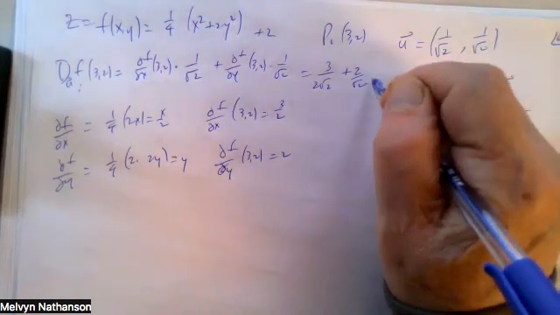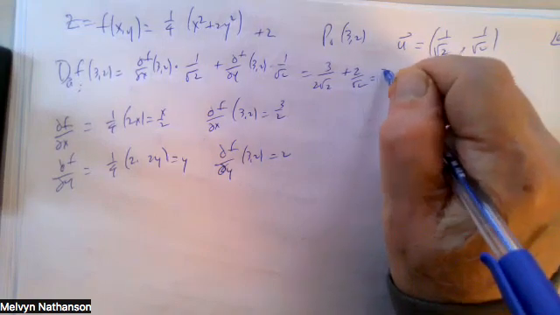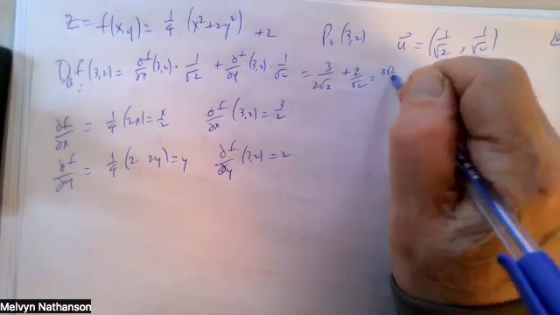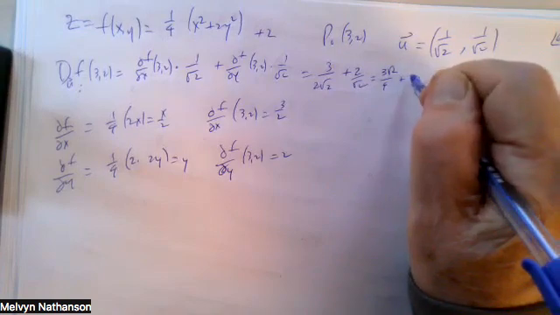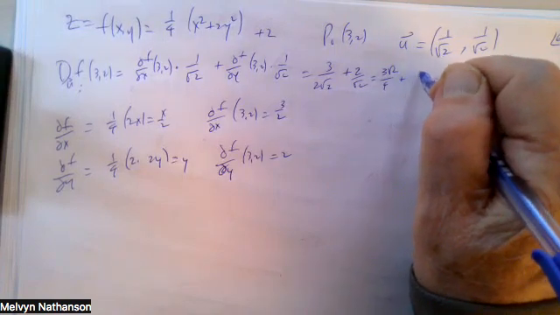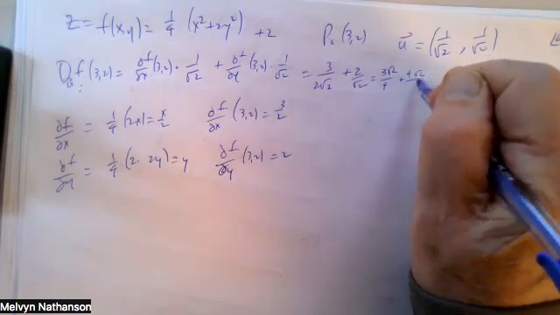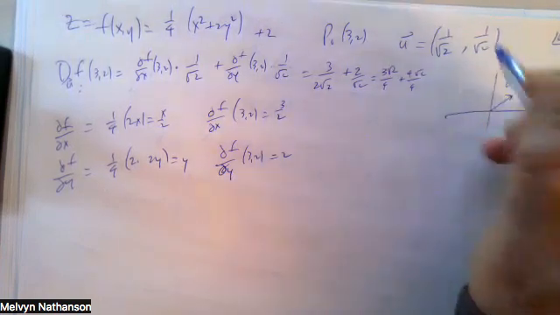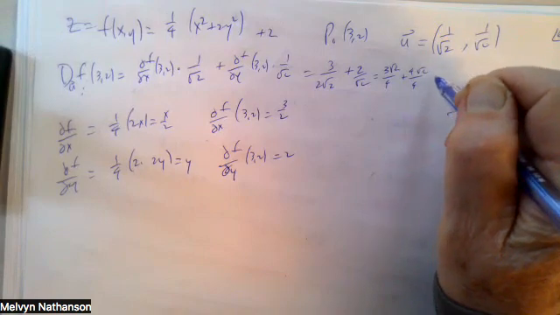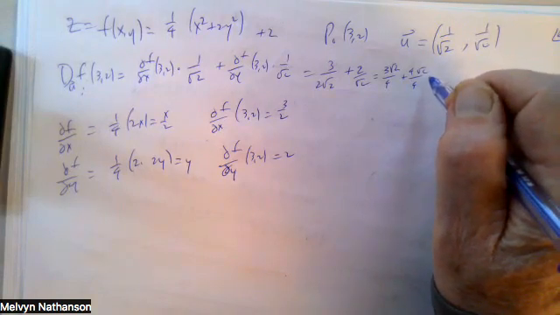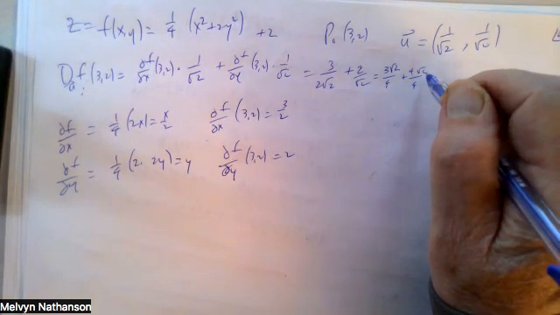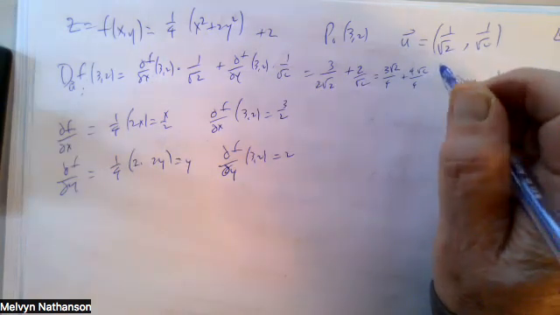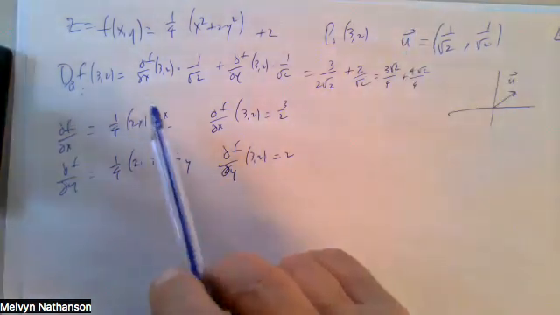Which is what? This is 3 root 2 over 4 plus root 2, which is 4 root 2 over 4. So if I did this correctly, but maybe I didn't. Let's see.